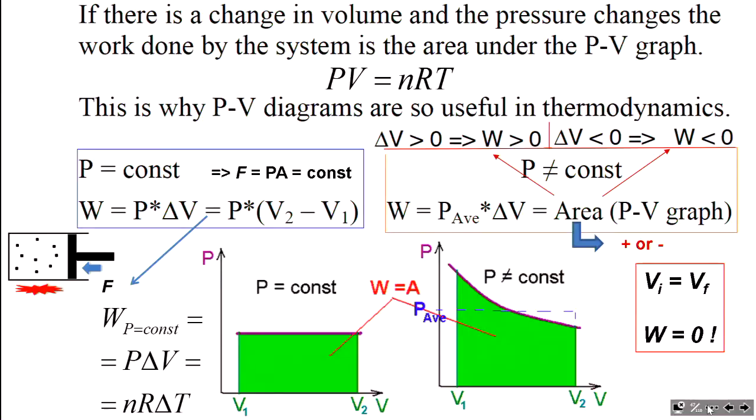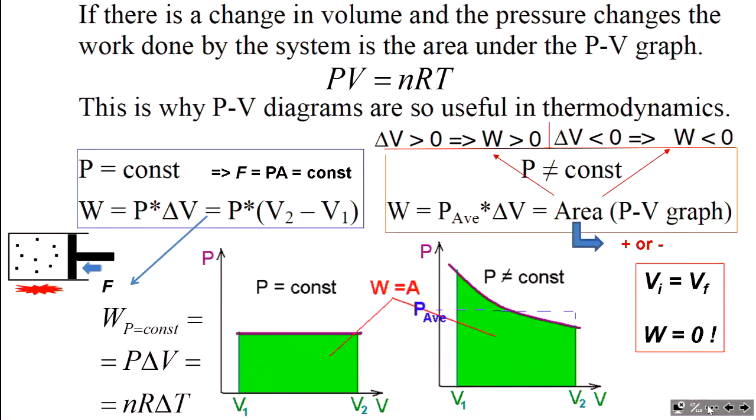So the most important fact from this slide: we can always calculate work done by gas on a system if we sketch a graph of the pressure as a function of the volume. Now, when the volume increases, delta V change is positive, so work is positive. The gas does positive work on the objects outside of it. But when the volume decreases, we compress the gas. We do positive work, so the gas will be doing negative work.